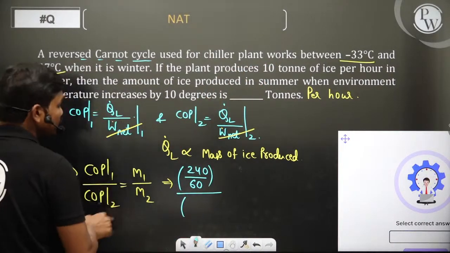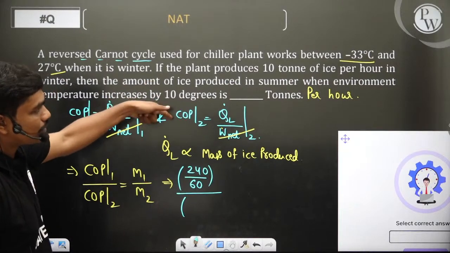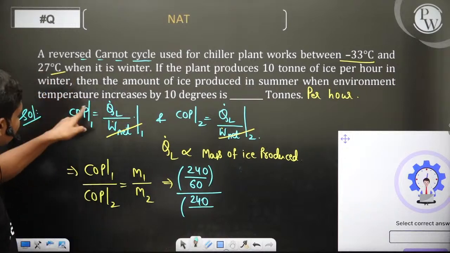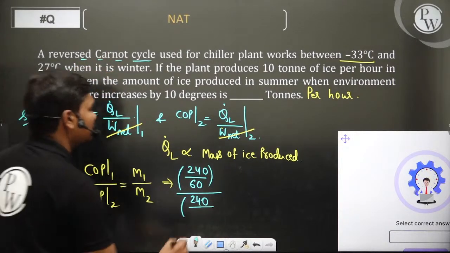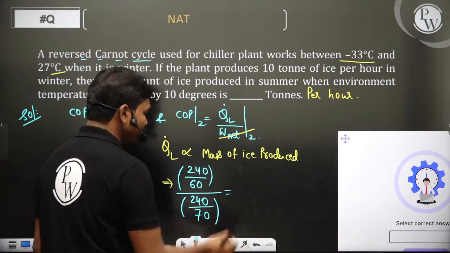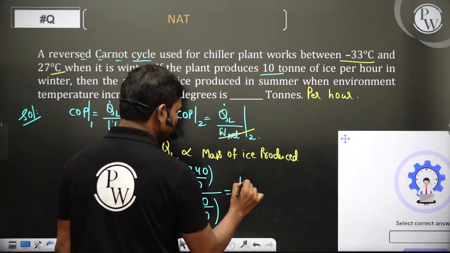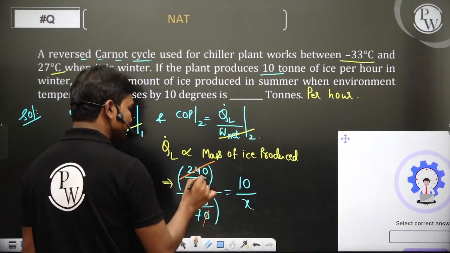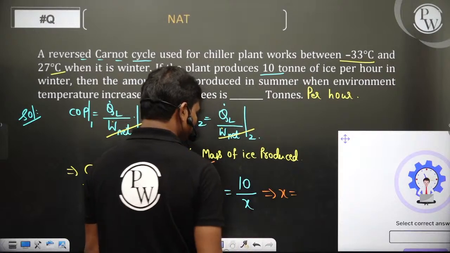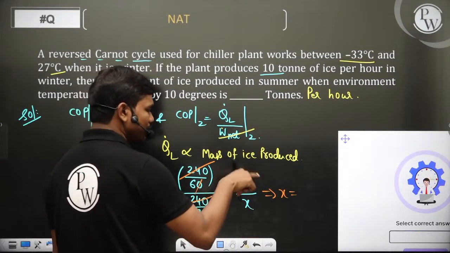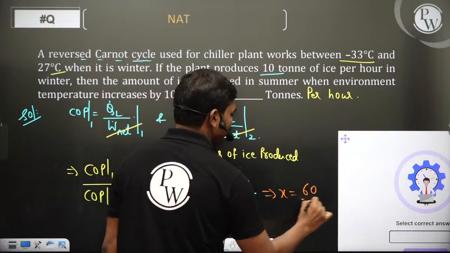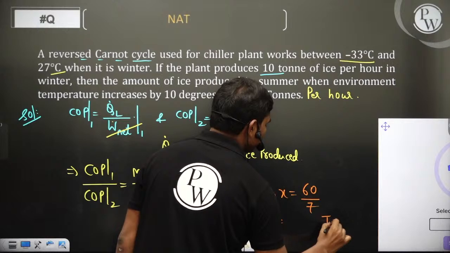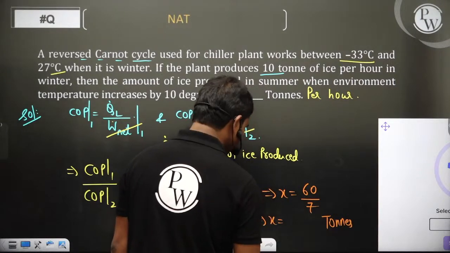Coming to COP in the second case, if the outside temperature increases by 10 degrees, the low temperature still stays at minus 33, so 240 divided by, the high temperature is now 37 plus 33, which is 70. That is equal to, initially 10 tons of ice is being produced, divided by X. We don't know how many tons are produced this time. So 240 gets cancelled, 7 by 6 is equal to 10 by X, so X is equal to 60 by 7. That's it. These many tons are produced.